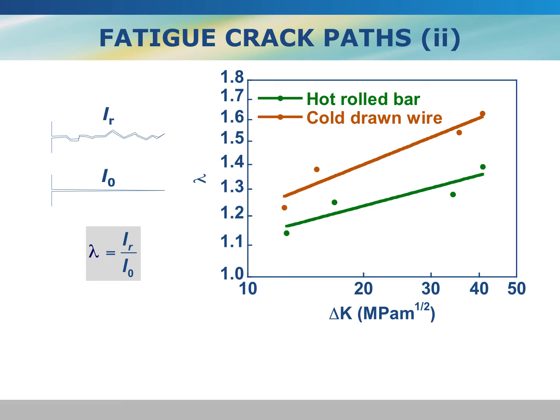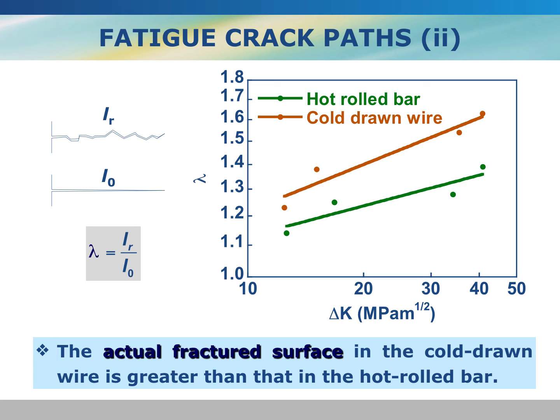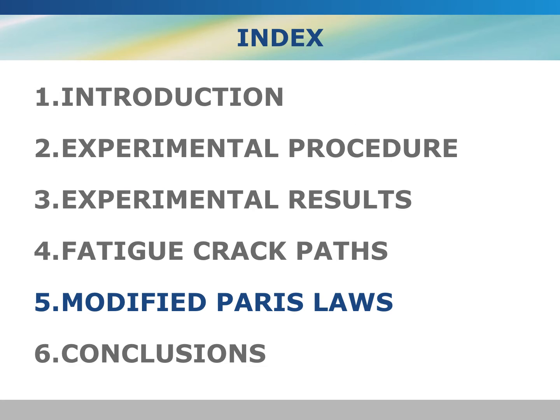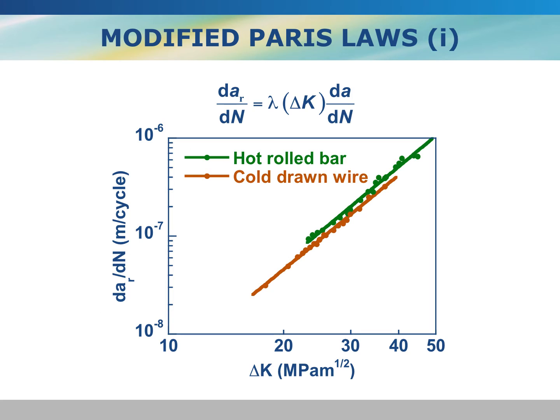This shape of the fatigue crack path has a consequence of the Paris law. We have to evaluate the projection of the real fatigue crack path on the horizontal direction, the global mode 1 propagation direction. After this, the actual fracture surface in the cold round wire is greater than that in the hot rolled bar.